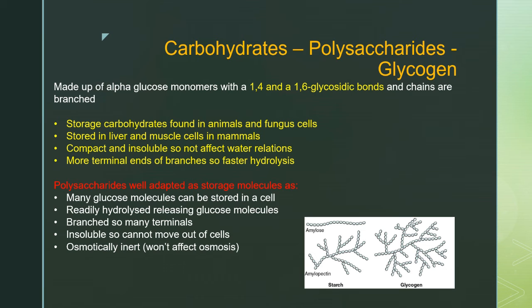Polysaccharides in general are adapted well because many glucose molecules can be stored in the cell. They're readily hydrolyzed. They're branched with many terminals. They're insoluble, so they cannot move out of the cell, and they're also osmotically inert.